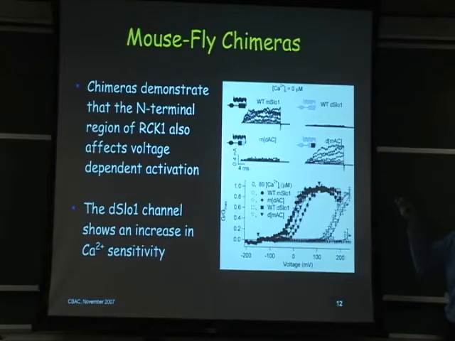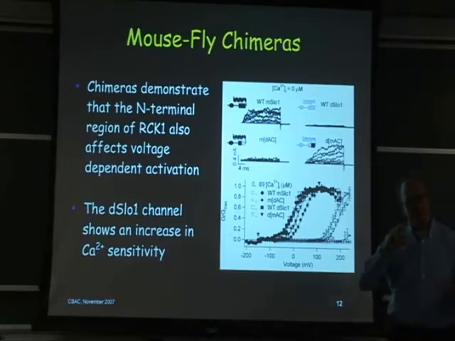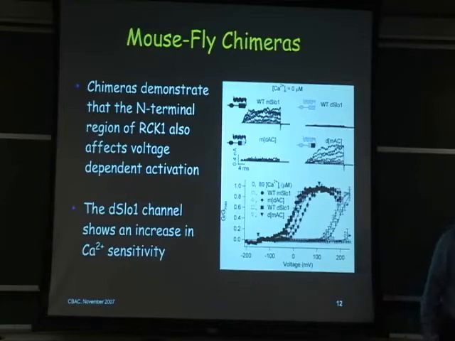But conversely, if we take the Drosophila channel and make a chimera putting in this mouse AC region, okay, we gain activity here, again, at 0 calcium. Okay, so this seems, again, to implicate this RCK1 region and this N-terminal piece of RCK1 with calcium channels.